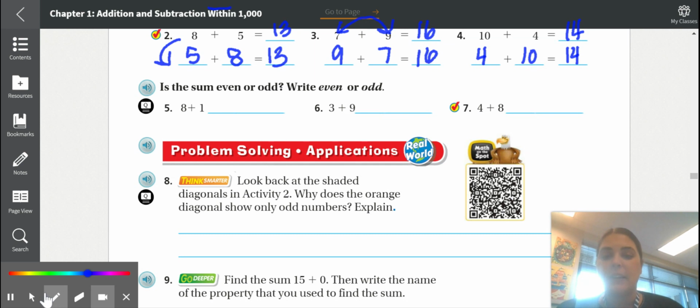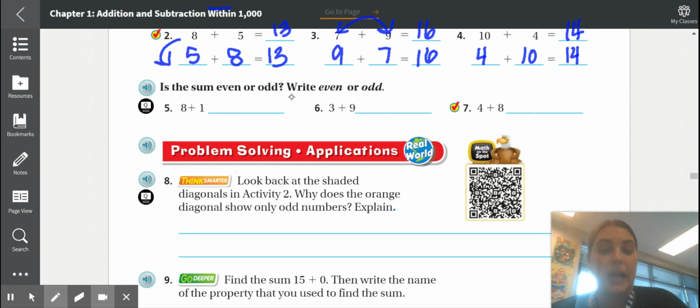For numbers 5, 6, and 7, is the sum even or odd? Write even or odd. So 8 plus 1 is 9. Is 9 an even number or an odd number? If you said odd, you are correct.